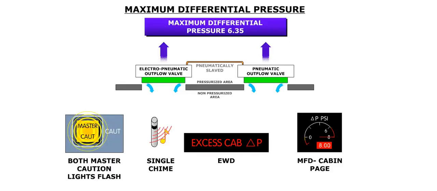The maximum differential pressure is 6.35 psi. The outflow valves will open if this differential limit is exceeded, and the cabin altitude will climb to relieve the pressure. In addition, both master warning lights will flash, and a continuous repetitive chime sounds. The red Access Cabin Delta P message is displayed on the EWD, and a Cabin Delta P label is displayed on the MFD cabin page.